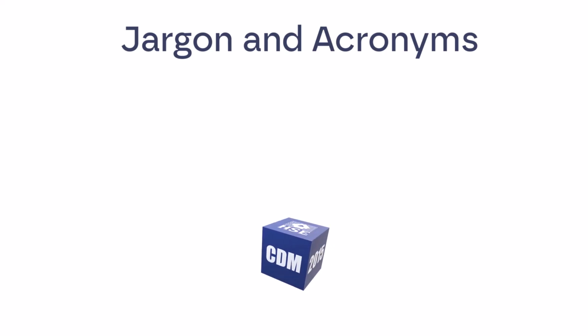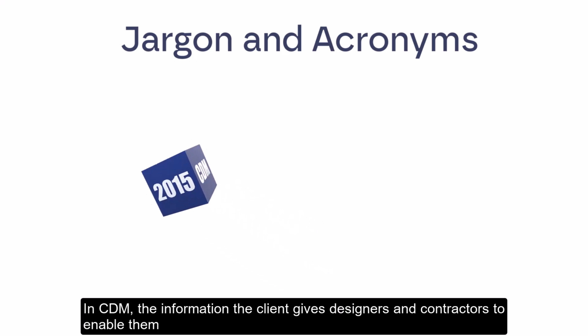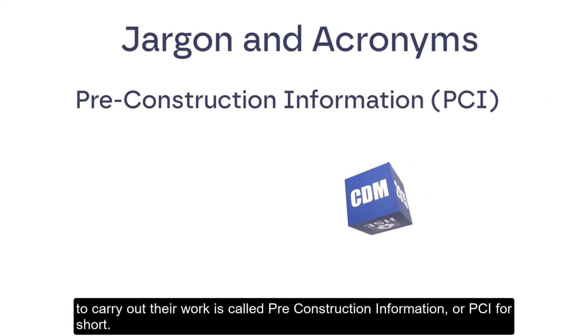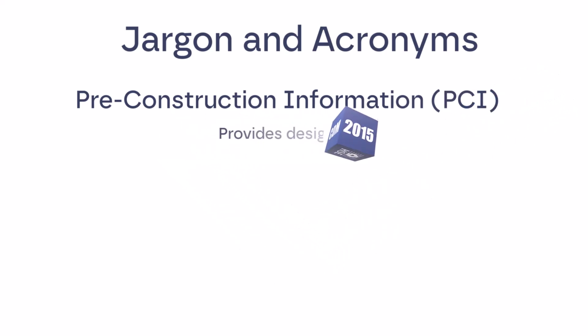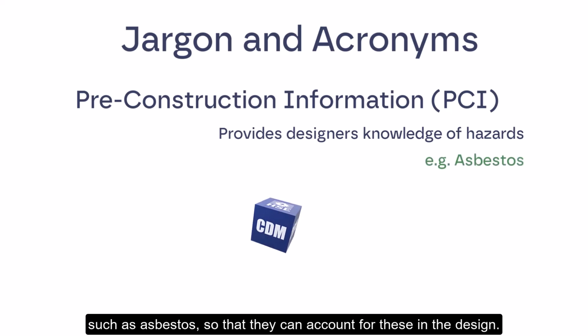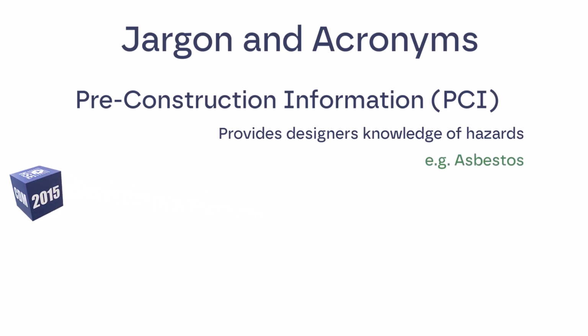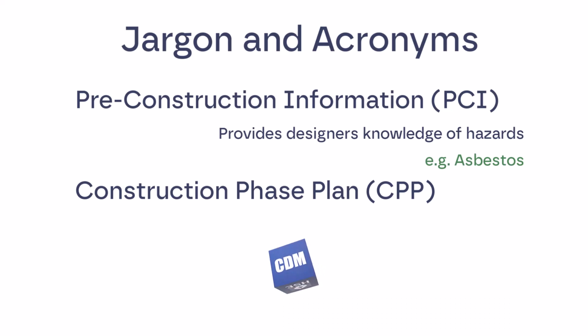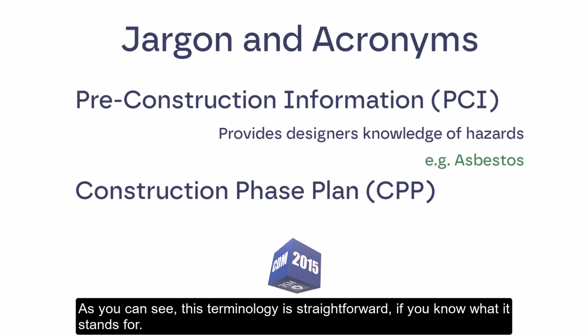That's not uncommon. There's a lot of jargon in our industry. In CDM, the information the client gives designers and contractors to enable them to carry out their work is called pre-construction information, or PCI for short. This is important as it provides the designers knowledge of hazards that could be present, such as asbestos, so that they can account for these in the design. The contractor's plan for managing the construction work is called the Construction Phase Plan, often called the CPP. As you can see, this terminology is straightforward if you know what it stands for.